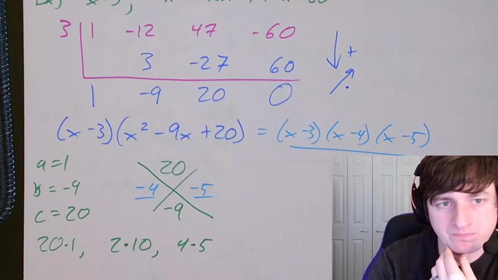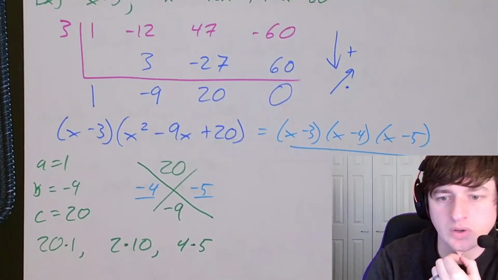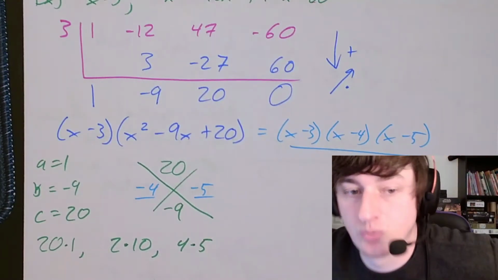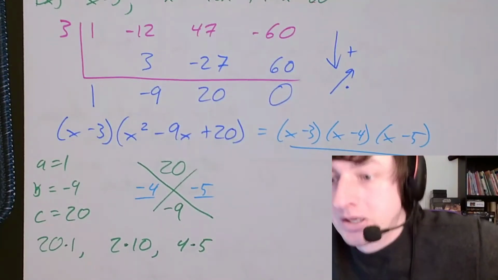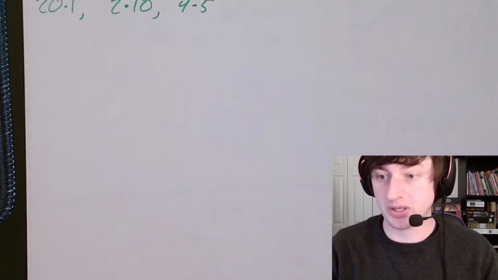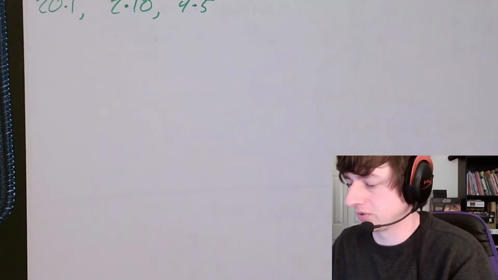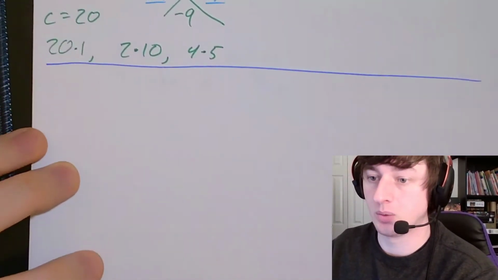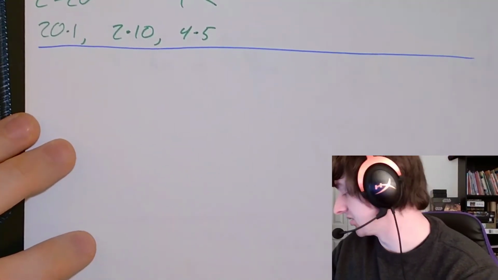Okay. So let's do one where A is not 1. So I'm not sure that there will be one like this on the test. I think we talked about avoiding it because it's just more difficult. But I want to remind you of it anyway, just in case.